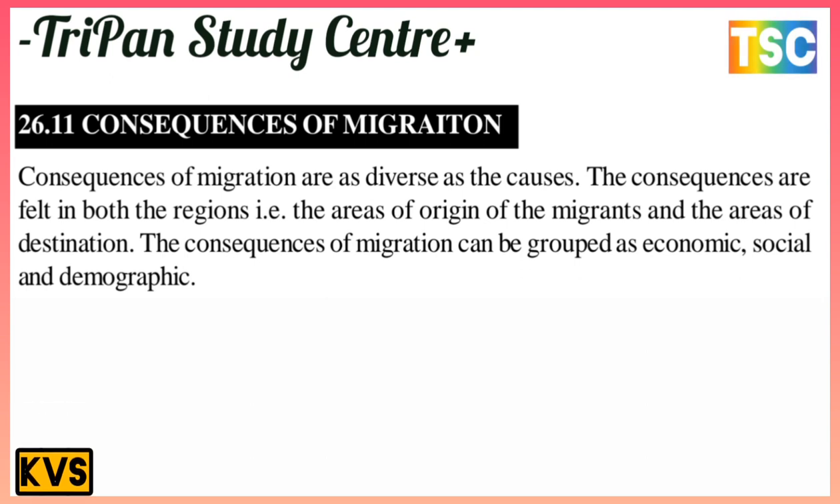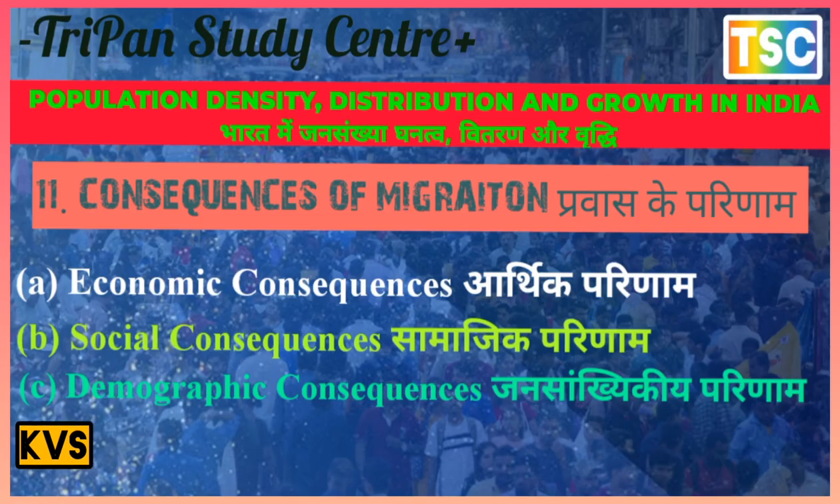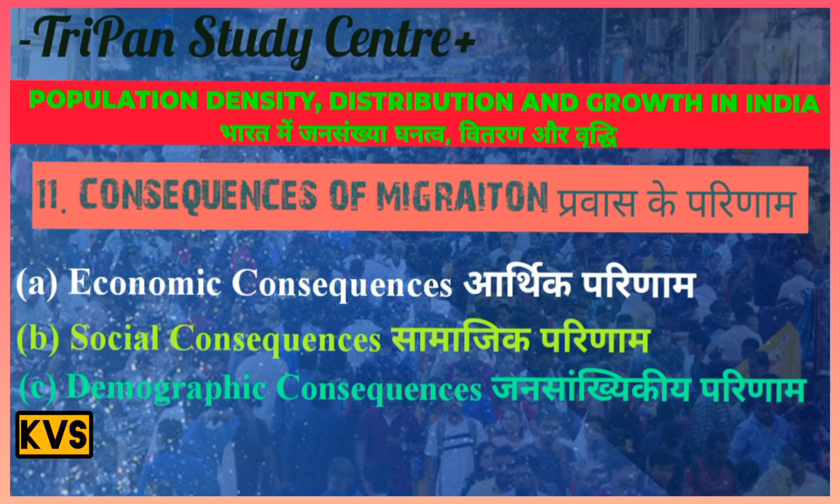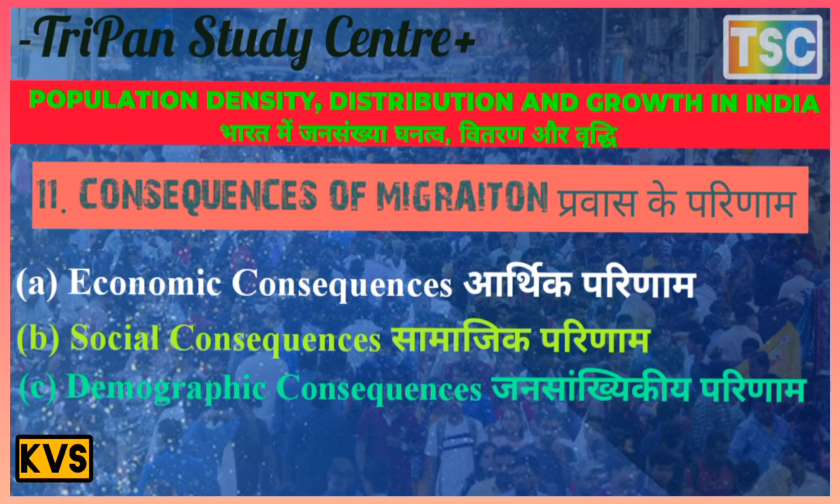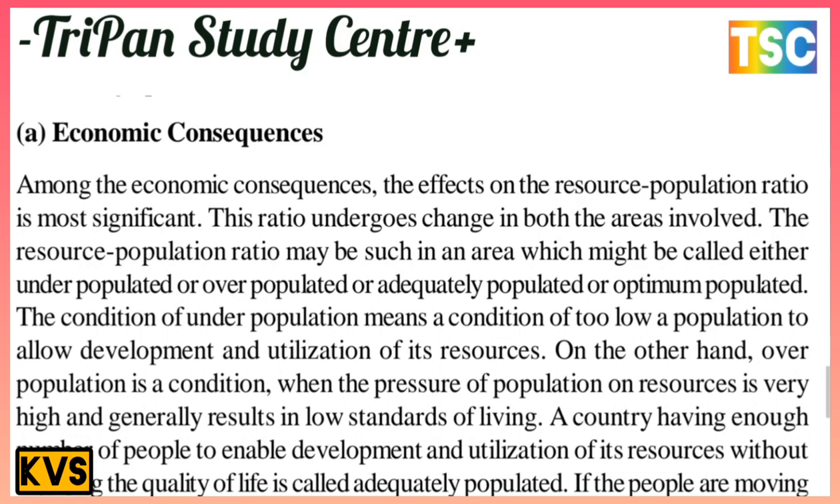The first point here is economic consequences. Among the economic consequences, the effect on the resource-population ratio is the most significant. This ratio undergoes change in both the areas involved. The resource-population ratio may be such that an area is called either underpopulated, overpopulated, or adequately populated, that is, optimally populated.